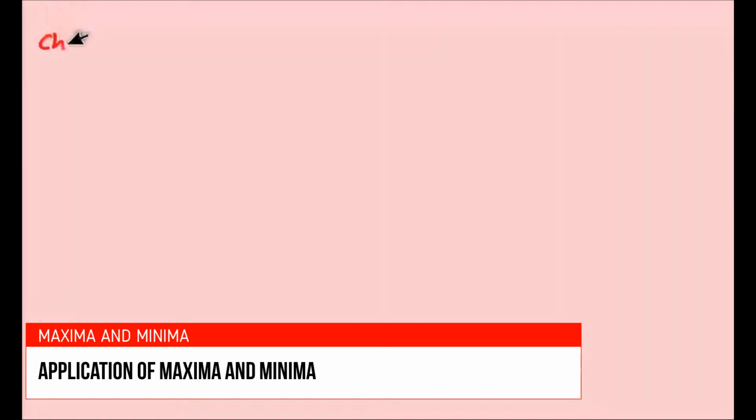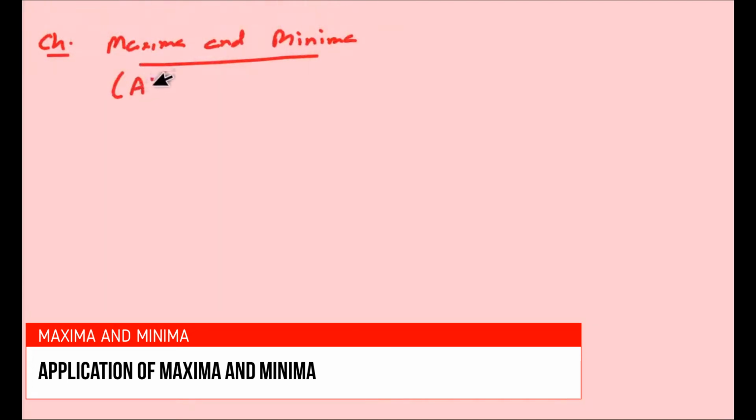Students, today we will learn the chapter Maxima and Minima. In this part, I am describing the application of Maxima and Minima.